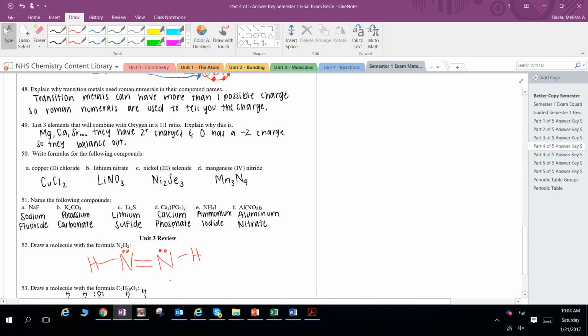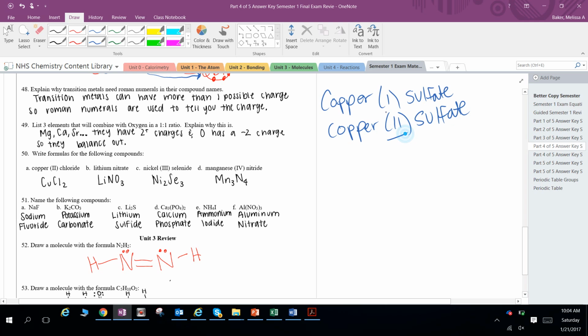Transition metals have Roman numerals in their names because they can have different charges. Like on that other question, I said I should have had copper 1 sulfate, or I could have had copper 2 sulfate, because copper can exist in some different forms and form these different charges. So the Roman numerals, 1 is just +1. Roman numeral 2 is just +2. Roman numeral 3, +3. And Roman numeral 4, +4. So those are the 4 that you need to know.